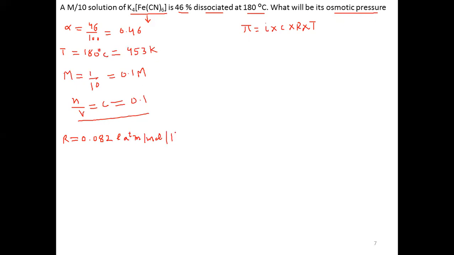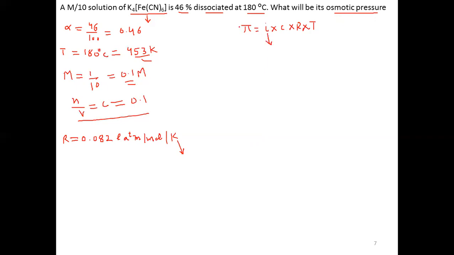That's why we have to use temperature in Kelvin and volume in liter. It is already given as 0.1 moles per liter. So concentration is given, so no need to change it. Temperature we have changed. Now we just need to calculate iota.